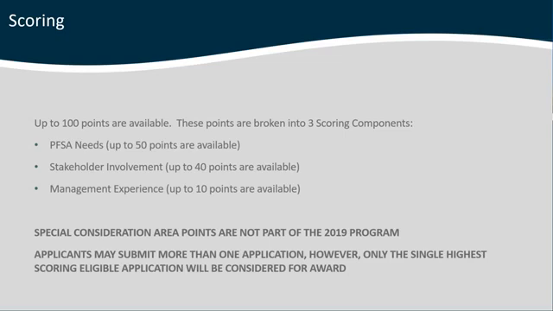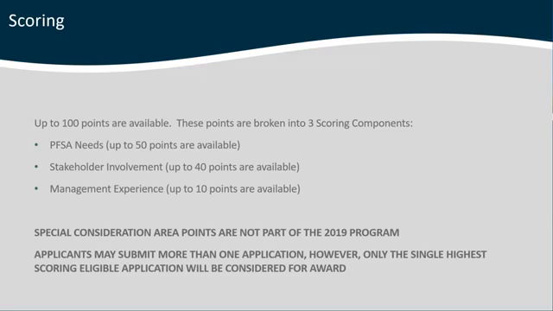So in terms of scoring, up to 100 points are available, broken into 3 scoring components. PFSA needs, where up to 50 points are available. Stakeholder involvement, where up to 40 points are available. And management experience, where up to 10 points are available. As was the case last year and as is continued this year, special consideration area points are not a part of the 2019 program.